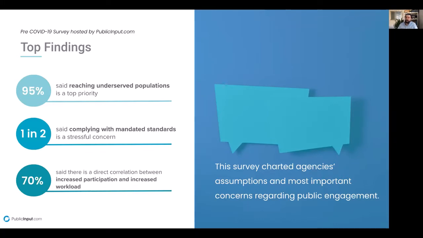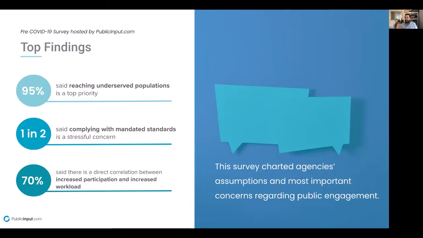So that requires knowing your community. It requires understanding them, but reaching those underserved populations is a top priority. How do we do it better? The interesting thing is that half said complying with mandated standards. So, your NEPA reports or any other federal mandates when FTA or FHWA funding is involved, complying with those standards, self-certification if you're an RPO, and all of those types of things cause stress.